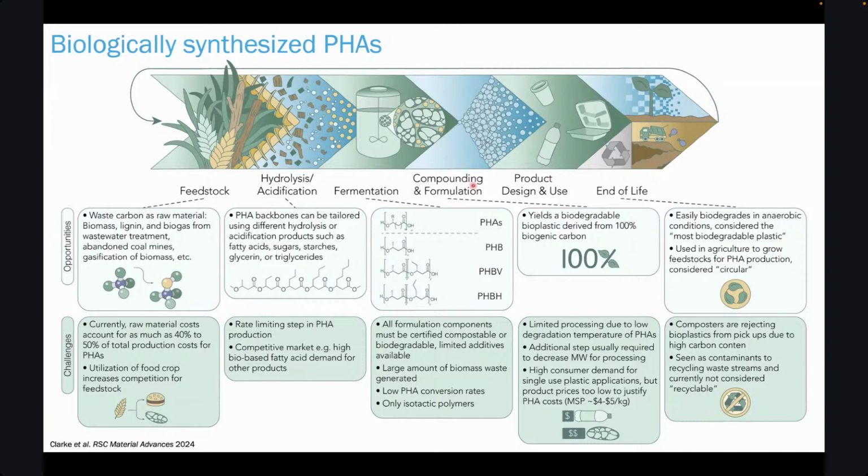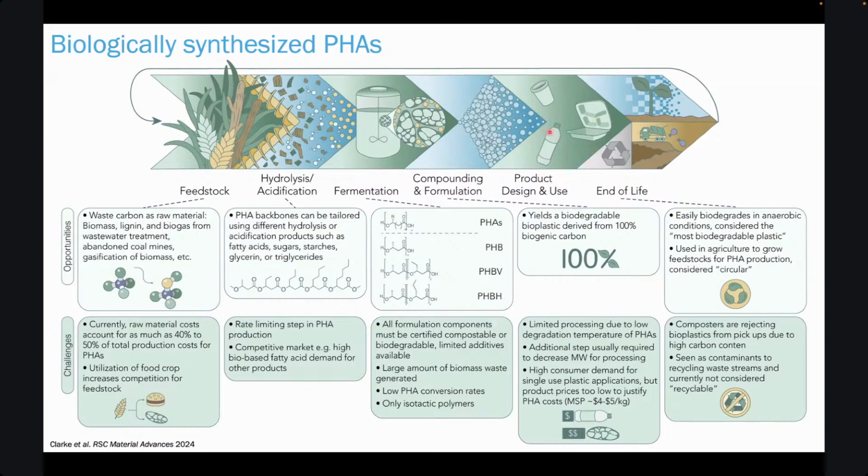So this is where we take sugar-rich, cellulosic-rich bio-based feedstocks that, through hydrolysis and acidification, break them down into more digestible components that can be fed into a fermentation reaction, where a bacteria will then harness and digest those carbons and use them as a carbon source to synthesize and build PHA granules. Those are then harvested from the fermentation broth, purified, compounded for formulation, and put into some type of product.